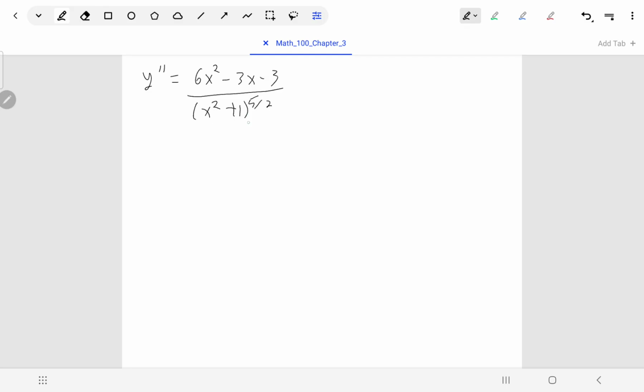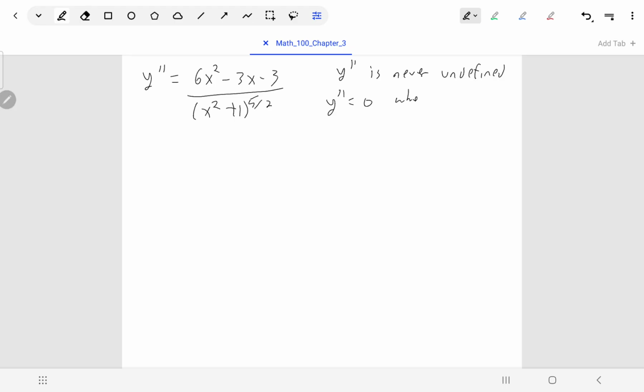Same thing as before, the denominator is never going to be 0 or undefined. X squared plus 1 is always positive, so taking a square root and then raising to the power of 5 is always okay. So the only place where we could have changes in concavity would be where the top is equal to 0. So first off, y double prime is never undefined.